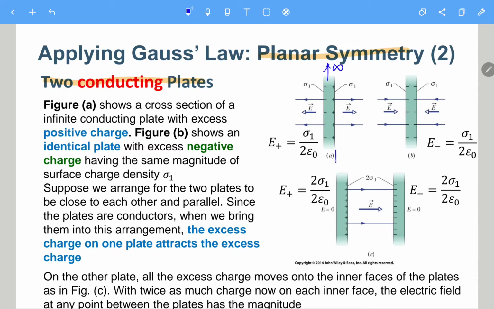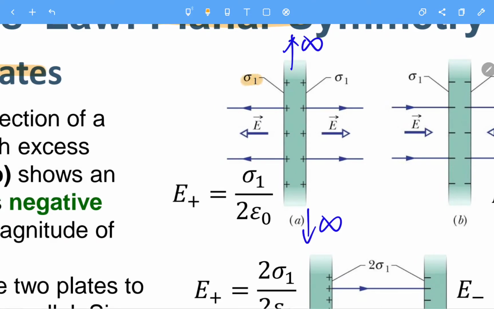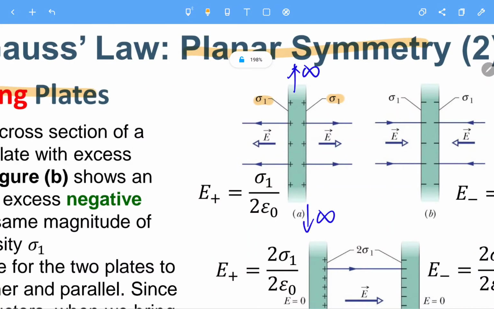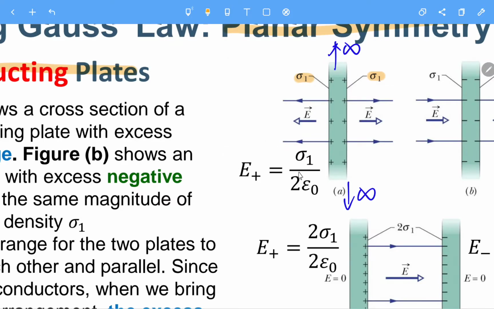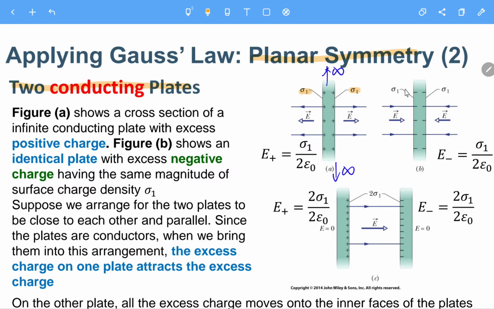So that there is no charge on the top and bottom. And here we assume the charge density is sigma 1 on both sides. In this case, E plus will be sigma 1 over 2 epsilon naught. And if we have a negative charge with the same charge density, E minus will be sigma 1 over 2 epsilon naught on both sides.